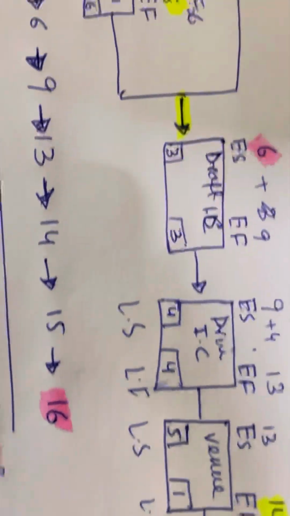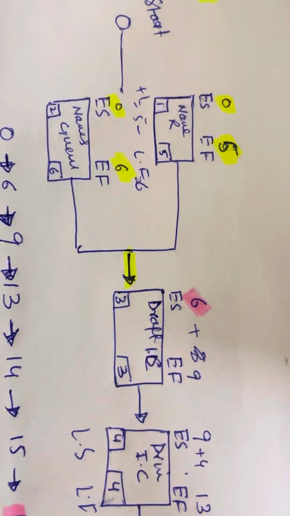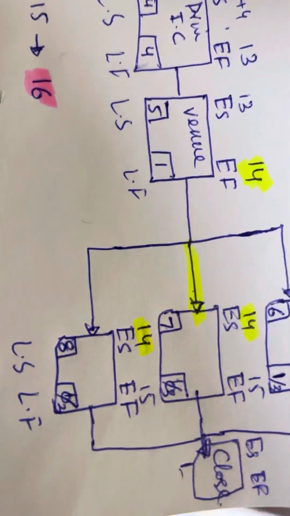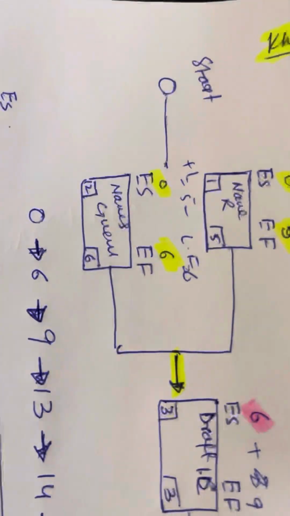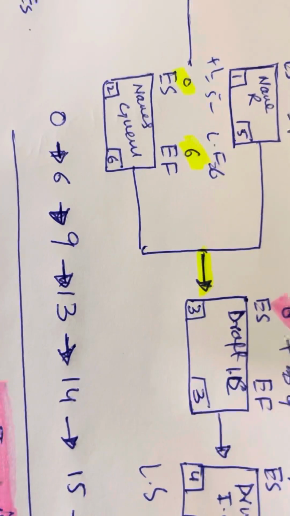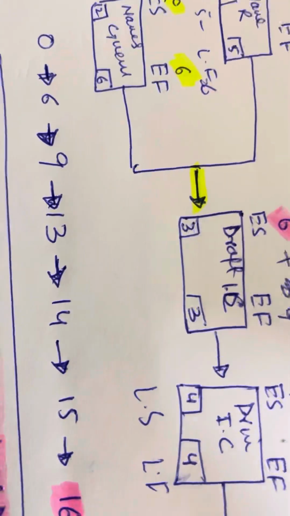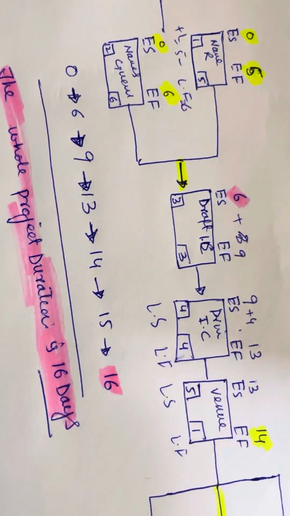Okay, so I hope you guys got an idea of the network diagram and how to do the earliest start and earliest finish, the forward calculation, and then the backward calculation, and the slack, total slack, and float. So I hope you guys got a good idea, and have a nice day.